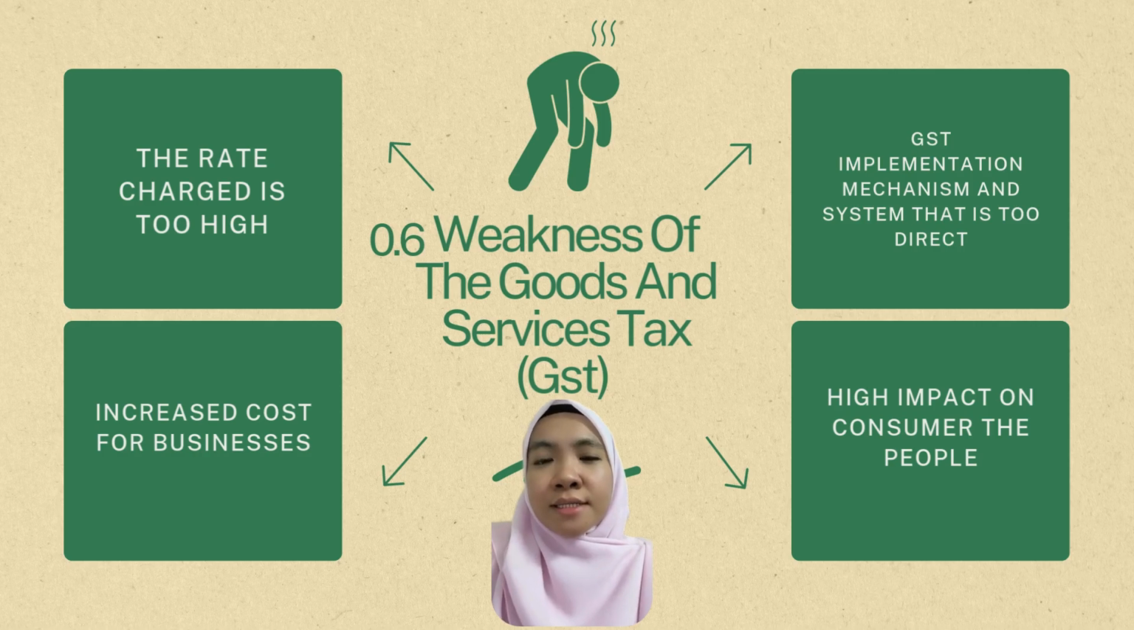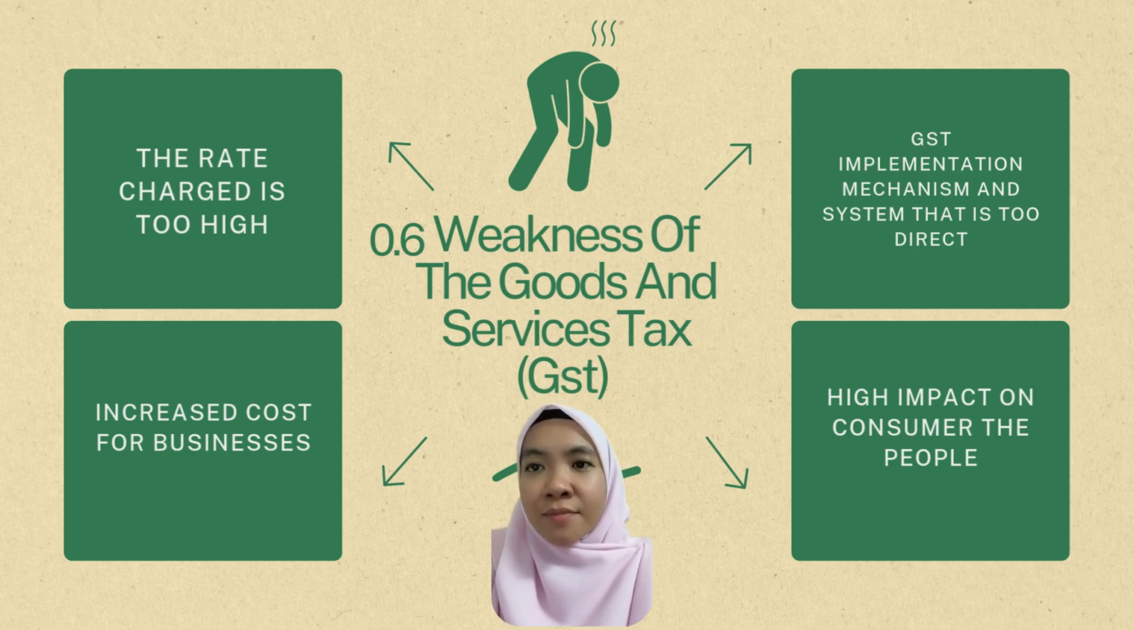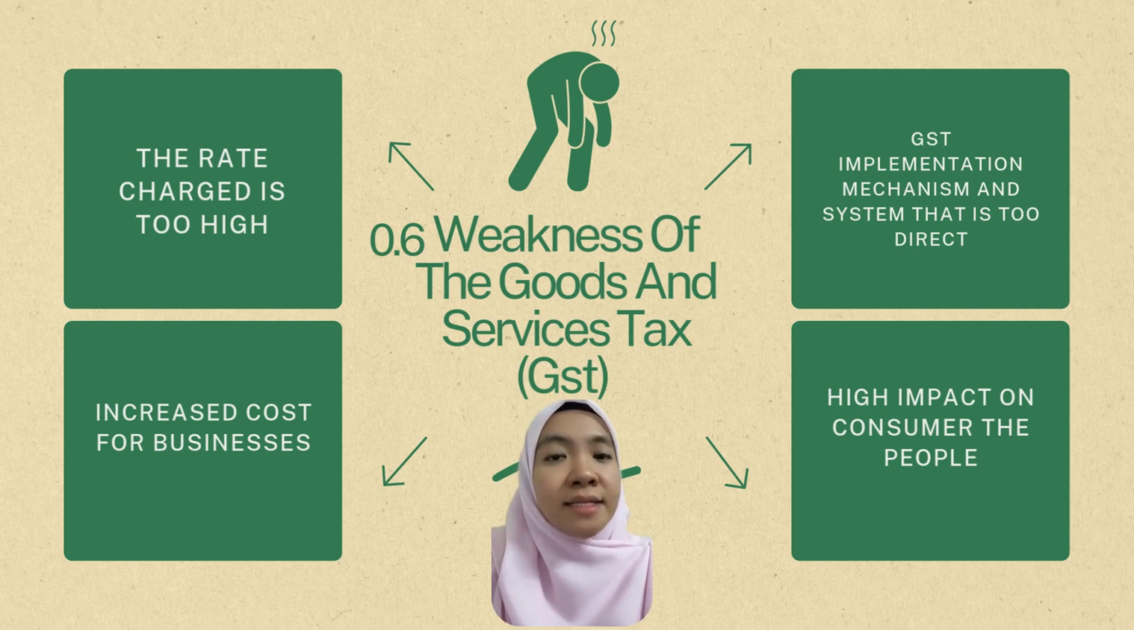The second one is the GST implementation mechanism and system that is too direct. The sudden introduction of GST had a big impact on the people. This is because people lack understanding of what GST is and its usefulness to the national economy. This GST implementation mechanism should take into account various aspects and be refined, and may start with several categories of goods and services and then can expand from time to time.